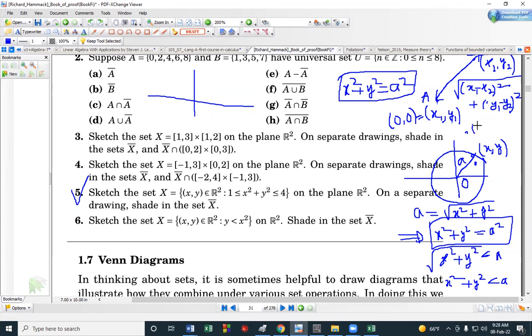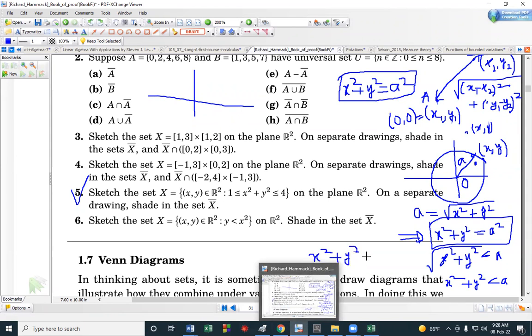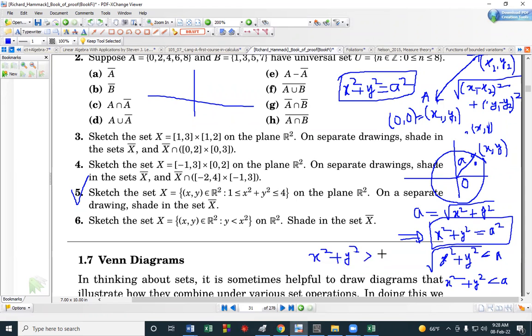On this circle, x square plus y square, if the coordinate is same as xy, what would be x square plus y square relative to a square? x square plus y square would be greater than a square.